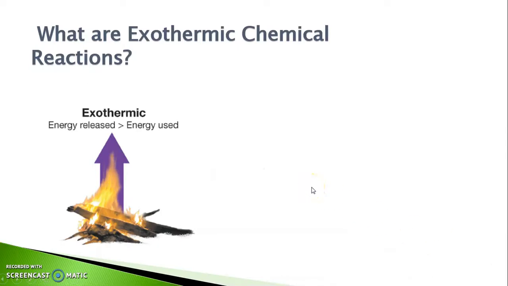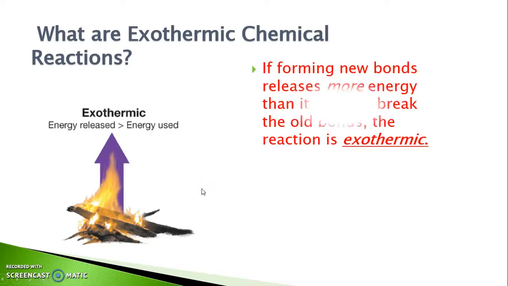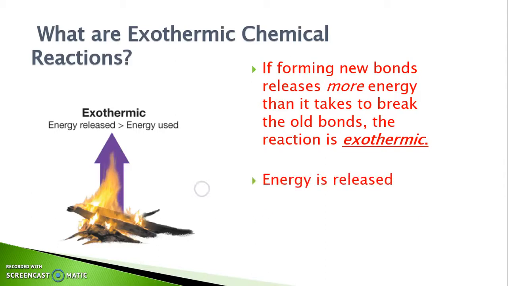So our next part of our notes is what are exothermic chemical reactions. So if you look here, exothermic, energy released, energy used. We're going to get more energy released here than we use. So a fire is a good example. Energy is being given off. So if forming new bonds releases more energy than it takes to break the old bonds, the reaction is what we call exothermic. So energy is released and the temperature increases.